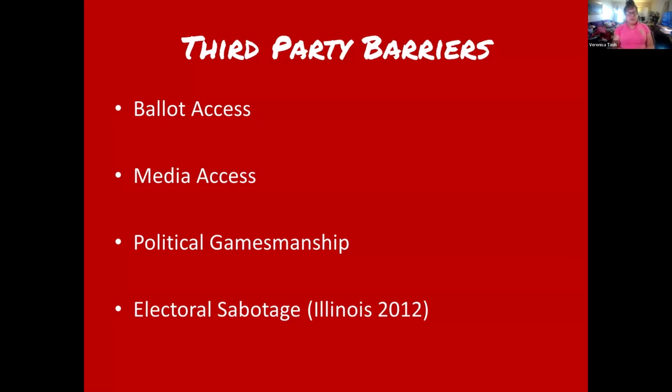You have media access issues. Media doesn't talk about us. They decide the whole discussion is between the Democrats and Republicans. Look at 2016: you had Bernie with a sellout crowd, and they were instead showing an empty podium for Donald Trump. That is the media bias in action, and that makes it very hard for us to actually compete on an equal level.